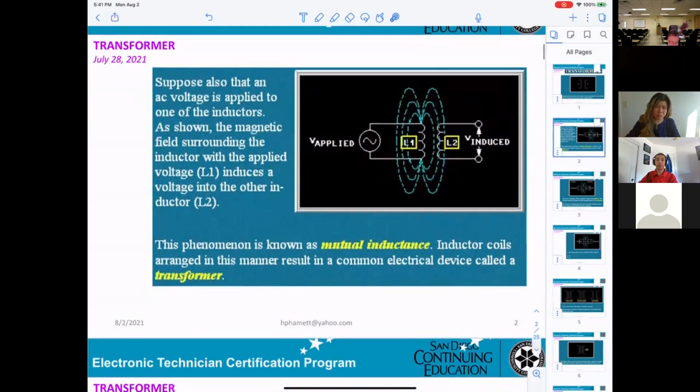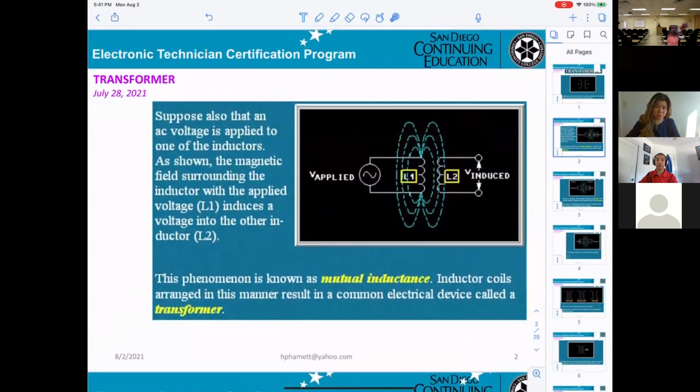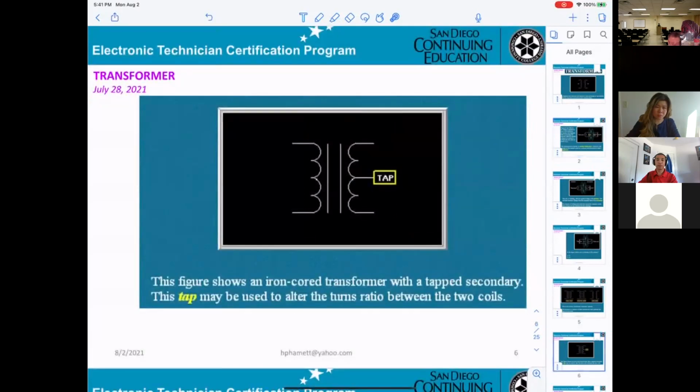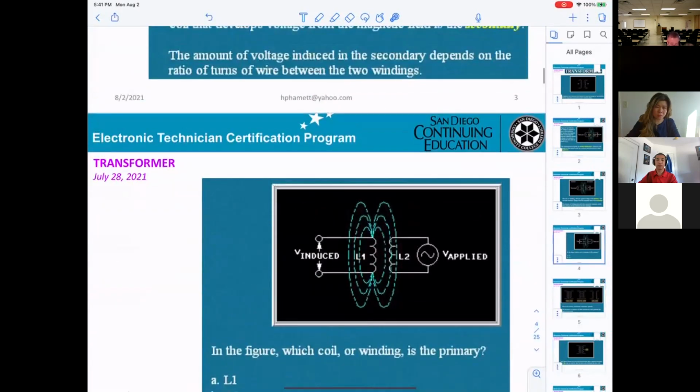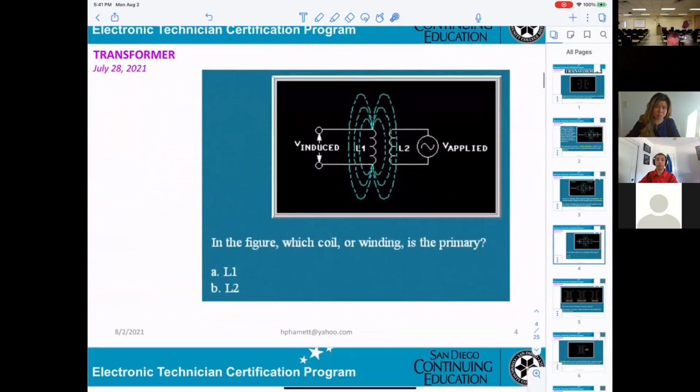Mr. Pham, how close would they have to be to do that? You said you put two inductors in close proximity, and when you apply an AC voltage to one, it induces a voltage in the other one. But how close would they have to be for that to work? Like an inch, a quarter of an inch, half an inch? I don't know exactly. I think that is the detail of how to build a transformer.